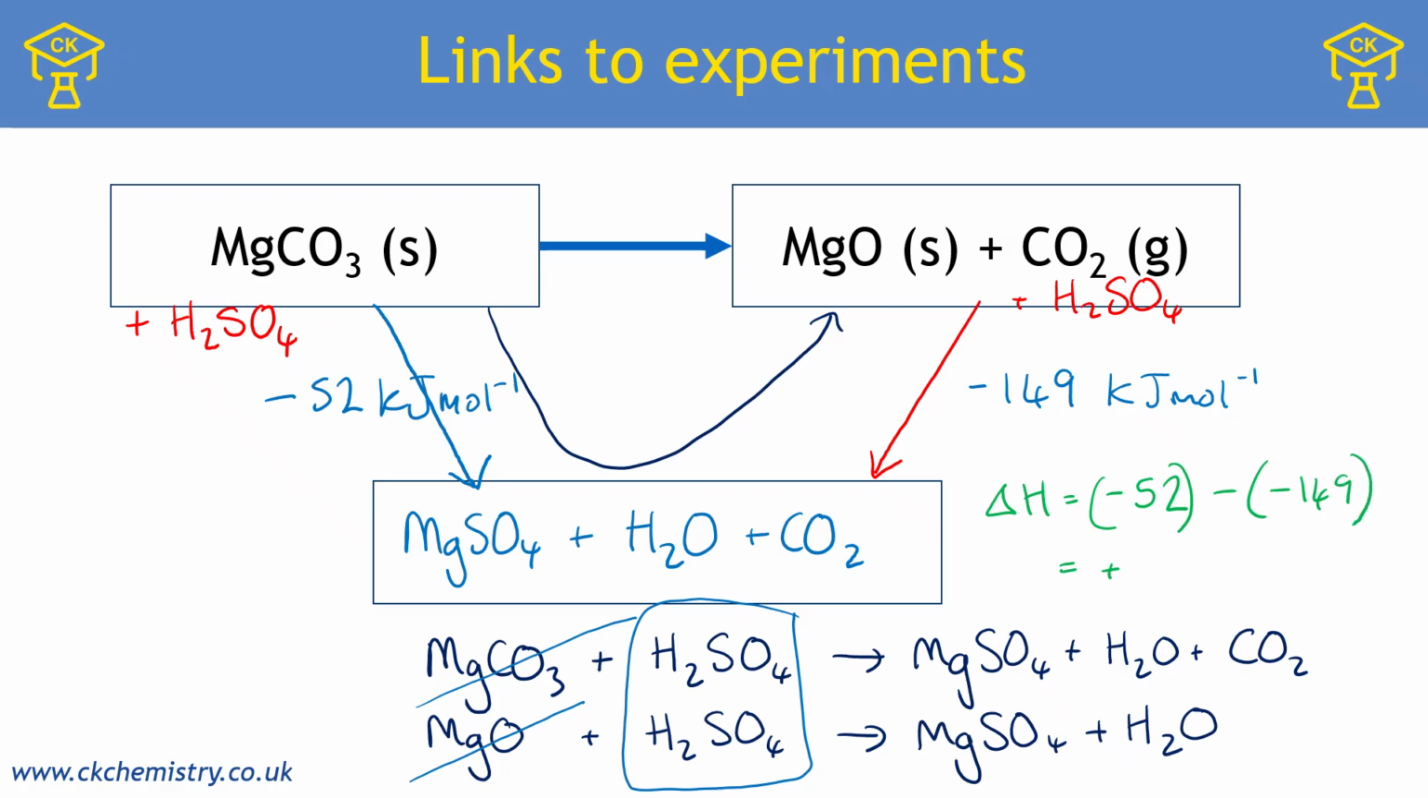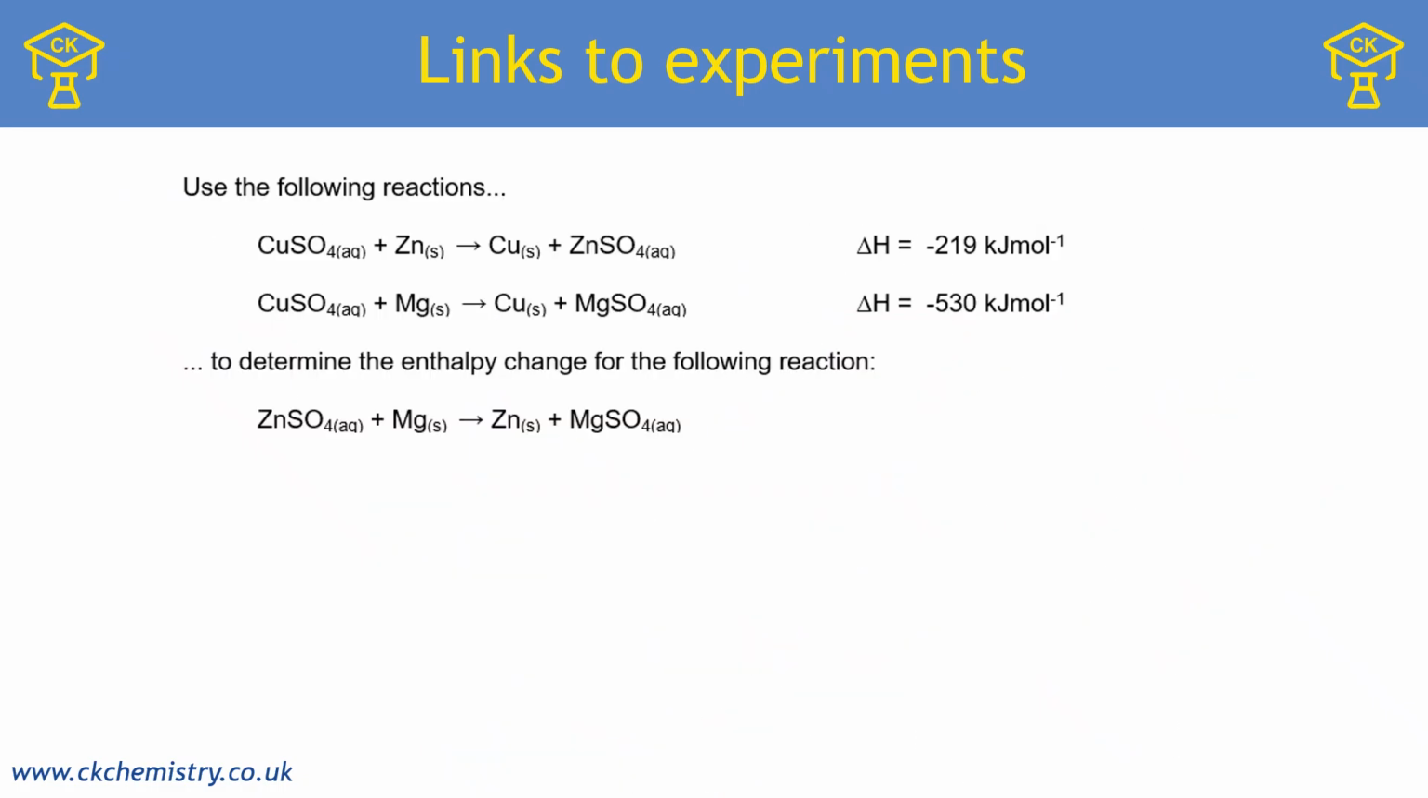And I end up with plus 97 kilojoules per mole, which is endothermic, which is what I'm expecting, because remember, that's why we couldn't measure this energy change, because it's very endothermic and you have to heat it with a Bunsen. So many of the things that throw students are just adding the same thing to both sides. So here's another example where we're just given two energy changes and we're expected to find this one here.